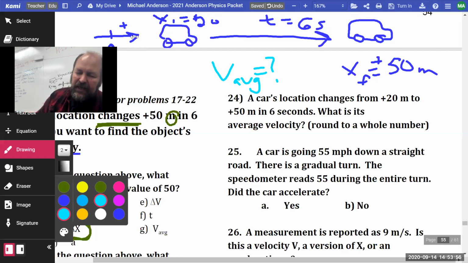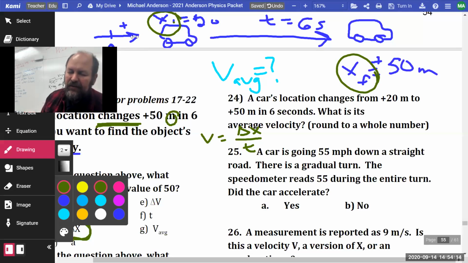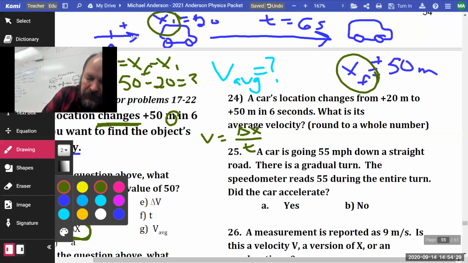Well, what's the equation for that? Let's write that here. V is equal to displacement divided by time. What's the displacement? We don't have that written down. We have x sub f, we have x sub i, we don't have delta x, displacement. We have to figure that out ourselves. So we put 30 at the top, and the time is 6 on the bottom, so we get a grand total of 5 meters per second.